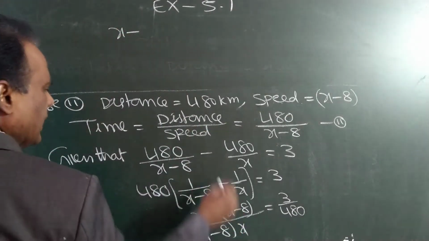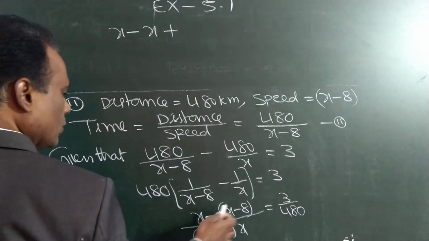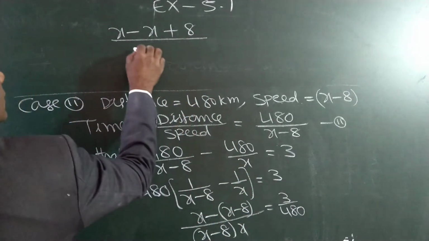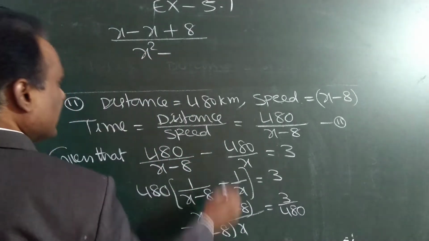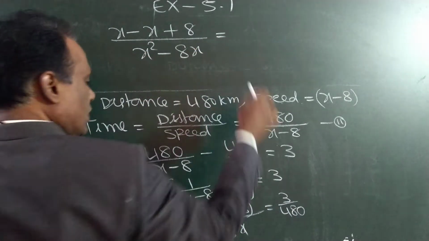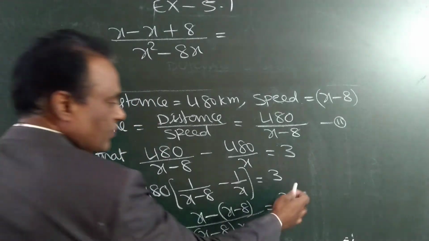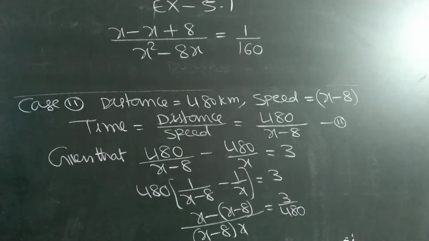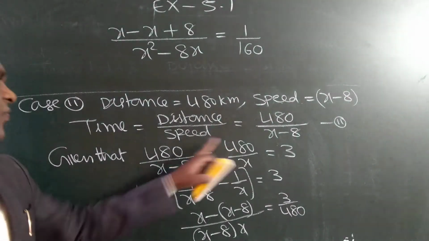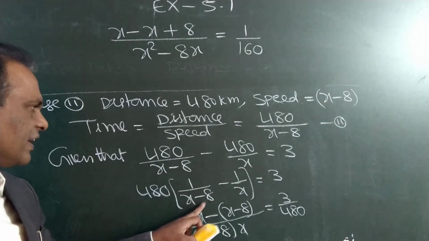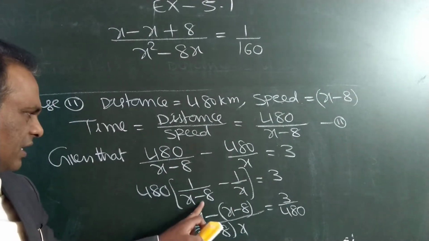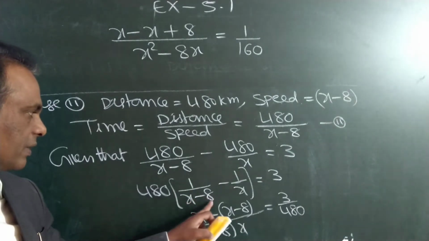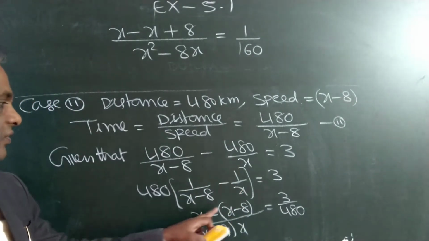Simplification. x minus into minus plus 8 by x square minus 8x is equal to 480 means 160. Just taking 480 common, 1 by x minus 8 minus 1 by x. Take LCM. x minus 8 into x is the LCM. x into 1. x minus 8 into 1. x minus 8.